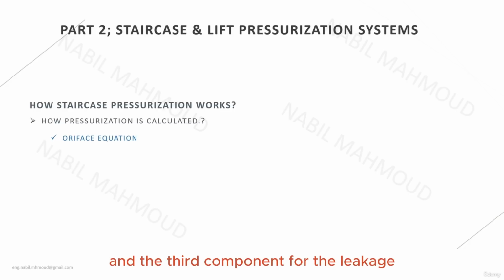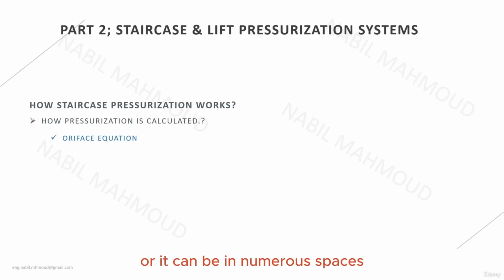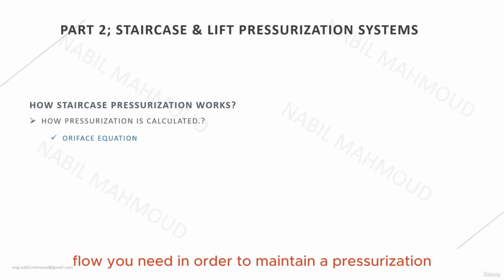And the third component for the leakage is the cracks in the concrete itself. These cracks can be at the joining points of the concrete wall and concrete slab, or it can be in numerous spaces. It depends on the construction process, how it was done, and so on. So in these three scenarios, you can identify how much flow you need in order to maintain a pressurization level that is predetermined by using the orifice equation.